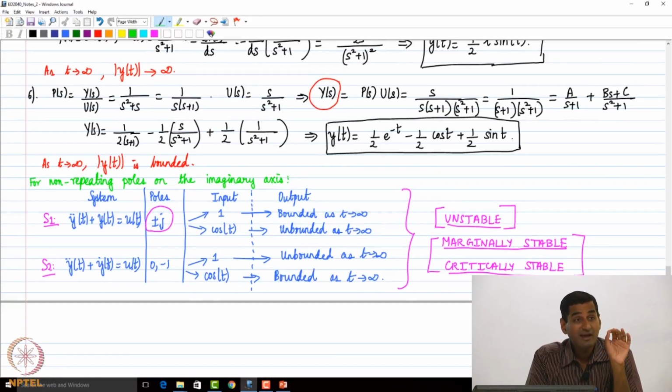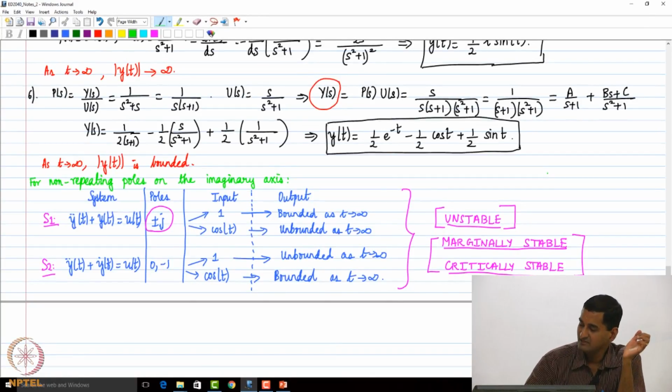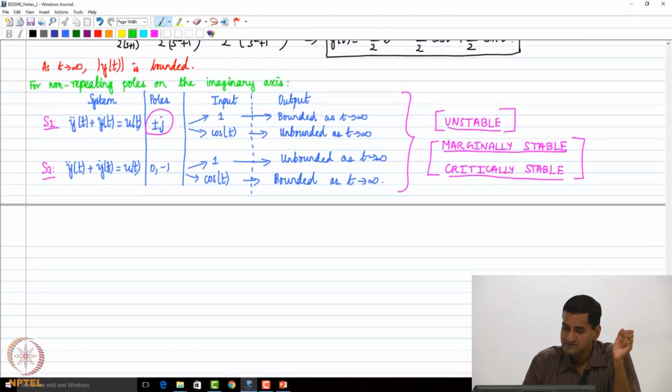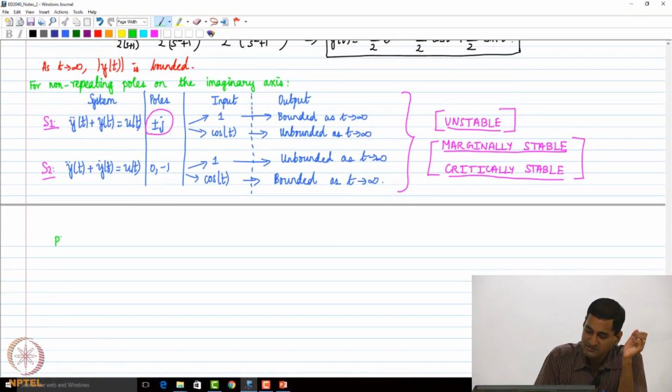If you have a repeating pole on the imaginary axis, what do I mean? Let's say the system transfer function, for example, suppose P of s were like 1 divided by s squared times s plus 1.